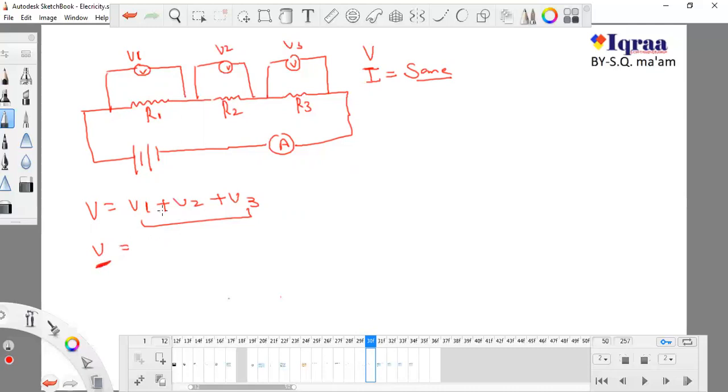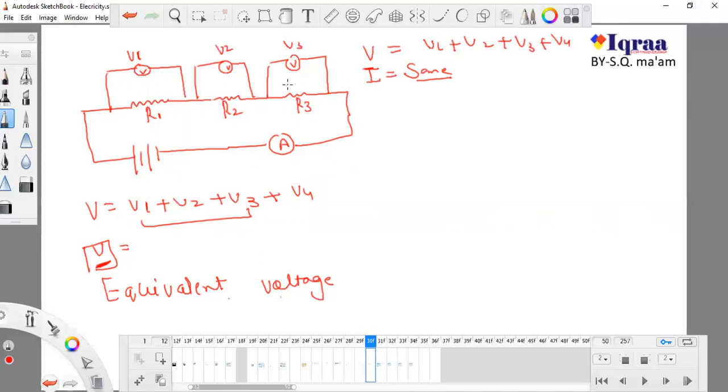So this V I'm getting with various voltages can be V4 too, depending on how many resistances there are. The number of resistances totally defines the number of voltages. Now this V is known as equivalent voltage. What is equivalent voltage? Equivalent voltage is the voltage I get by joining many voltages, V1, V2, V3, V4, or so many. If I join one more resistance, then it will be V4.